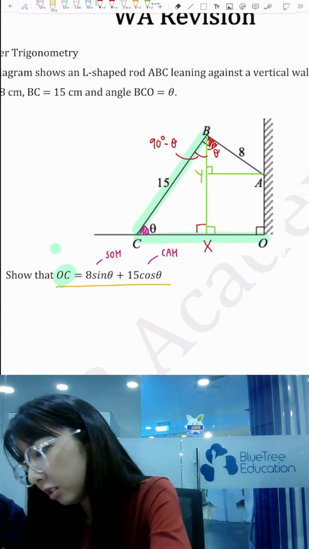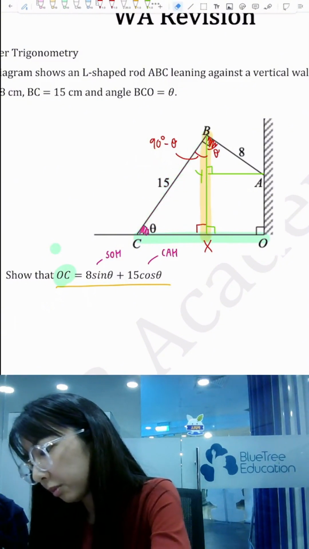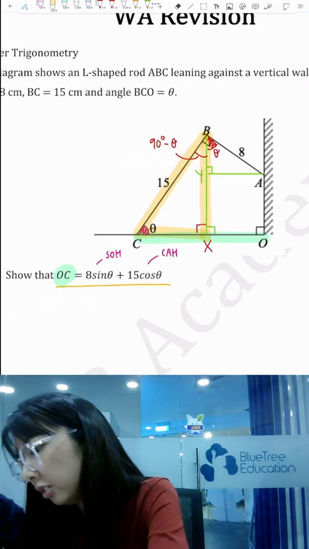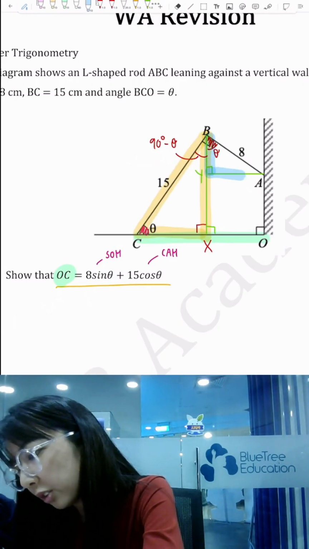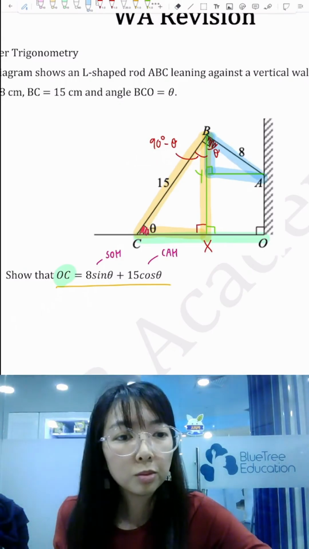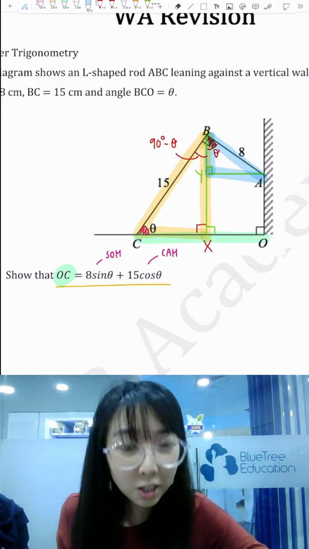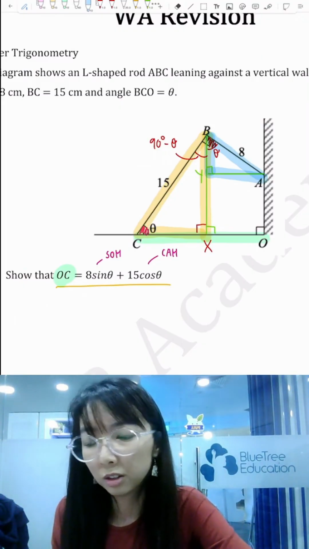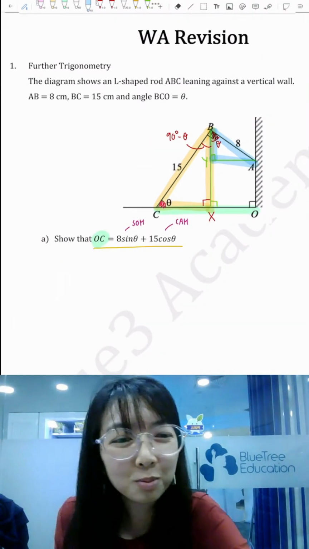So my first right angle triangle is over here. You can see, this is my first right angle triangle, and then the second right angle triangle is over here. Yes, you need to have 2 theta. If not, you cannot form this equation here. Definitely you need.